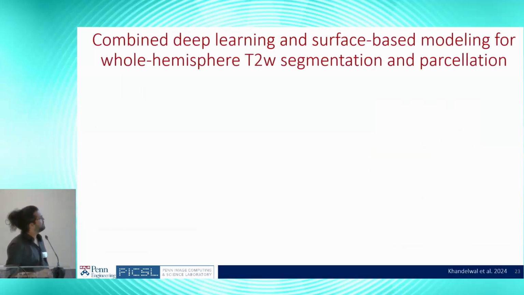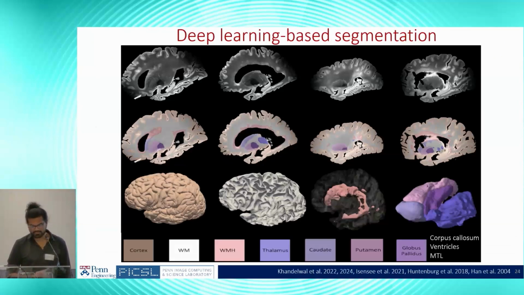So just to give a brief overview of the segmentation protocol, we combine deep learning methods and classic surface-based modeling techniques to obtain, first, 10 different regions in the brain: gray matter, cortical gray matter, white matter hyperintensities, the 4 main subcortical structures, and also, not shown in the figure, core segmentation of the MTL, the ventricles, and the corpus callosum. So we do extensive validation of the nnU-Net. We gather a lot of different manual patches, do a lot of different training, and then do extensive validation.